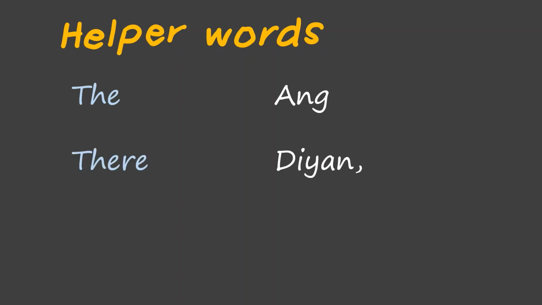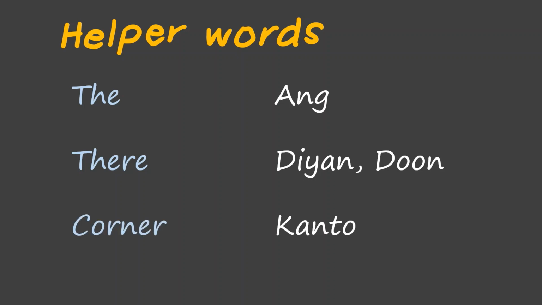Let us learn some more new words to help us to make sentences. You have previously seen that the is ang. Now, there is diyan or doon. Corner is kanto. The is ang. There is diyan or doon. Diyan being about a place that is nearby. Doon is a place that is further away. And corner is kanto.